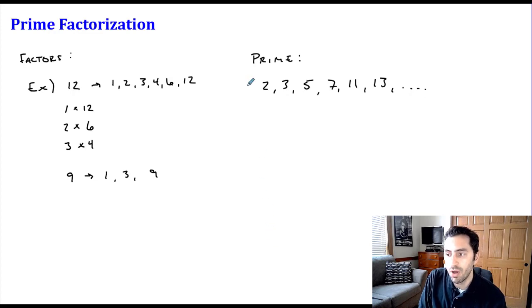Notice I didn't put 1 down. 1 only has one factor. The only thing 1 can be divided by is 1. To be prime, you need 2 factors, and exactly 2. You need 1 and itself.